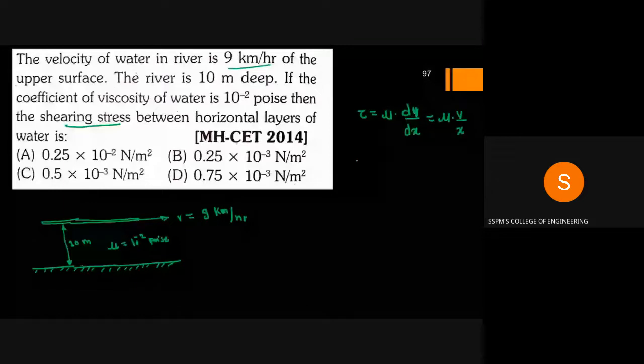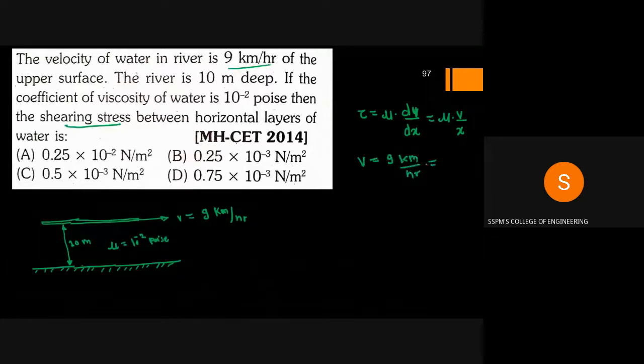So here the velocity is given as 9 kilometer per hour. Convert this into SI unit. Just multiply this by 5 by 18. So this is 5 by 2 meter per second. Okay.